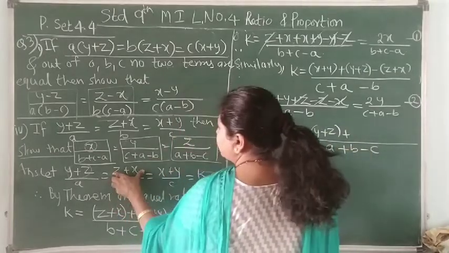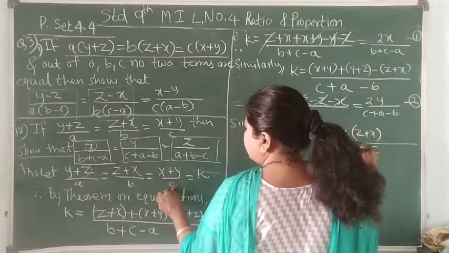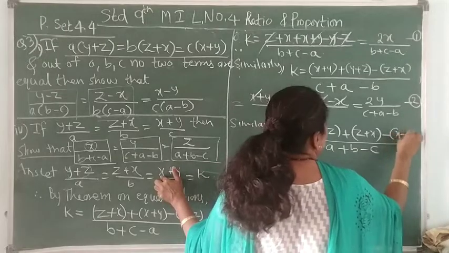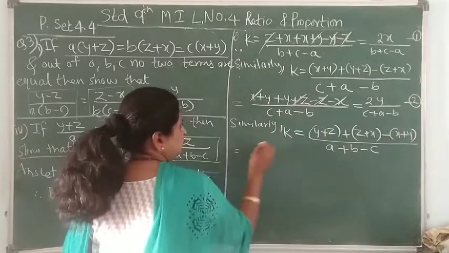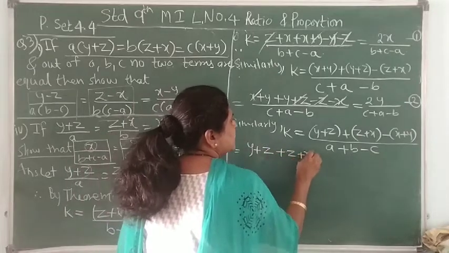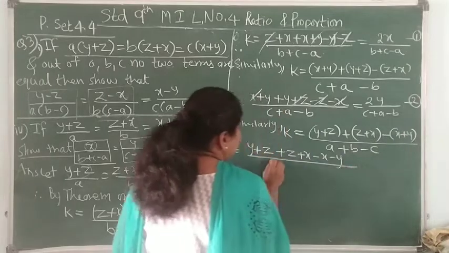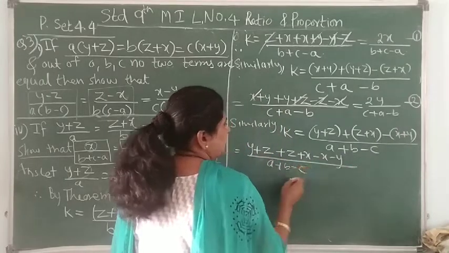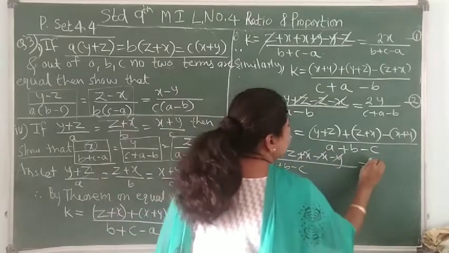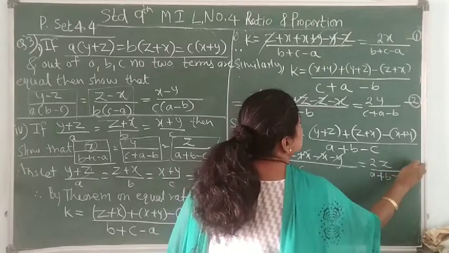b is the middle term, its numerator is z plus x. And then c is the last term, its numerator we have to subtract, so minus x plus y. Simplify. So simplifying the numerator, y plus z plus x minus y, this is becoming minus, upon a plus b minus c. Plus x minus x, y minus y, z plus z, it is 2z upon a plus b minus c. This is the third term.